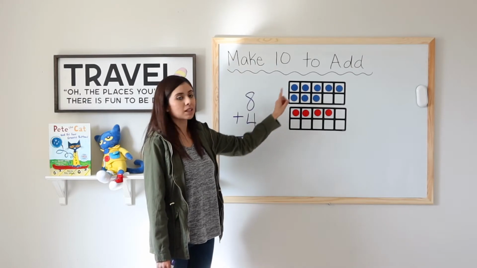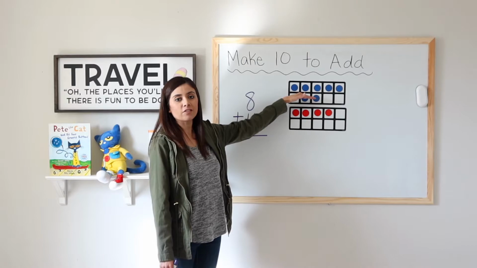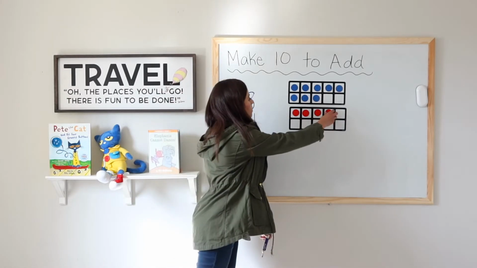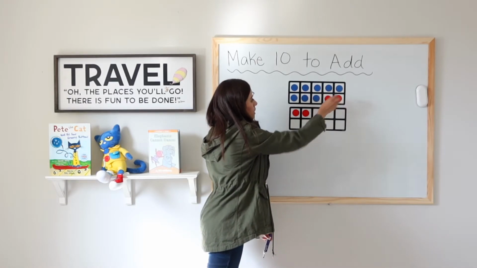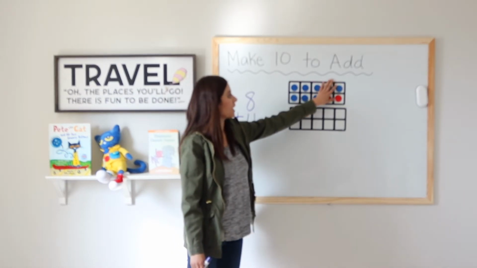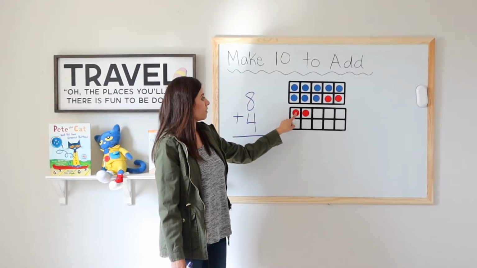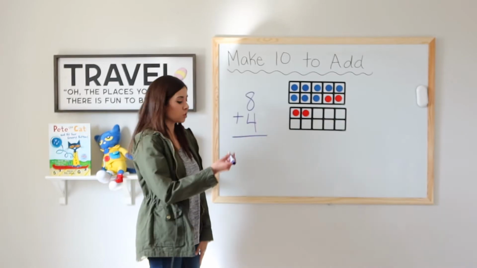8 plus 4. 8 blue plus 4 red. Instead of counting them each one by one, let's go ahead and fill in a 10 frame and then count on from 10. Ready? So I'm going to move these up until I fill it up. Good. So I filled this up, so I just say 10 and count on. 10, 11, 12. 8 plus 4 equals 12.